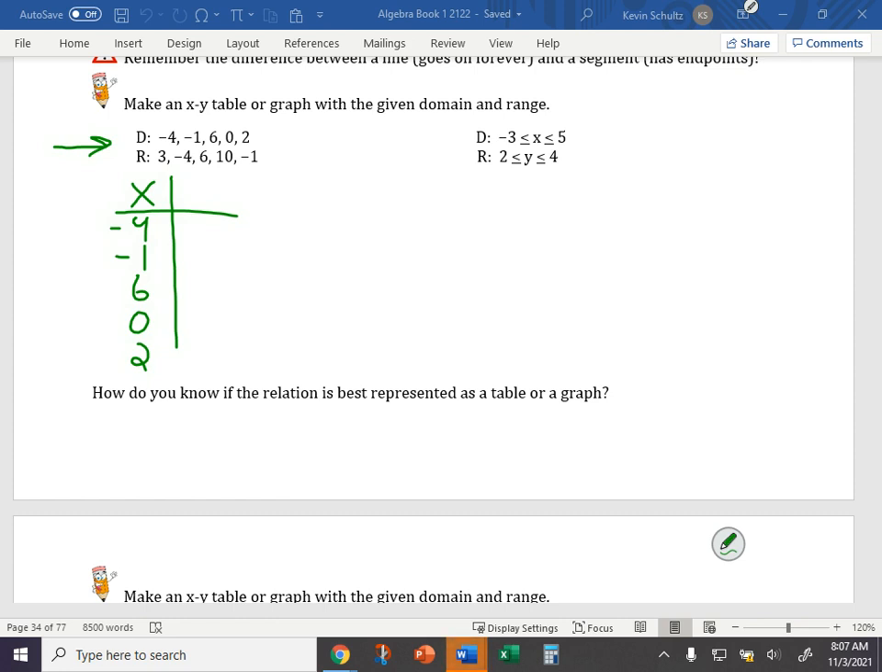The y values that were tested or that were found or that are being used here are 3, -4, 6, 10, and -1. Right? Yes, Alex. You should put them in the order that they are presented to you. Yes. Yes. Okay.